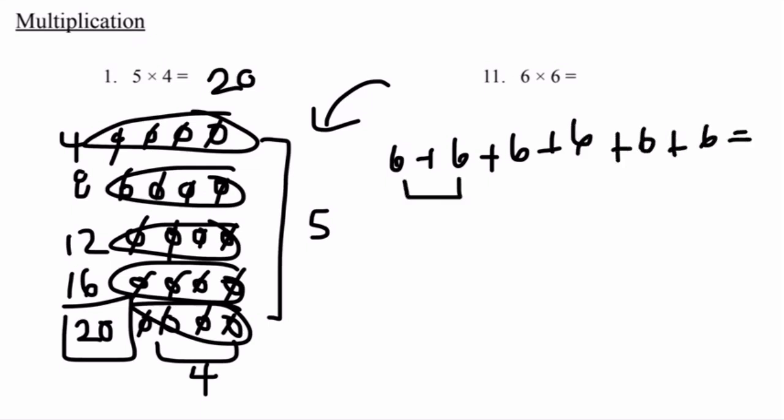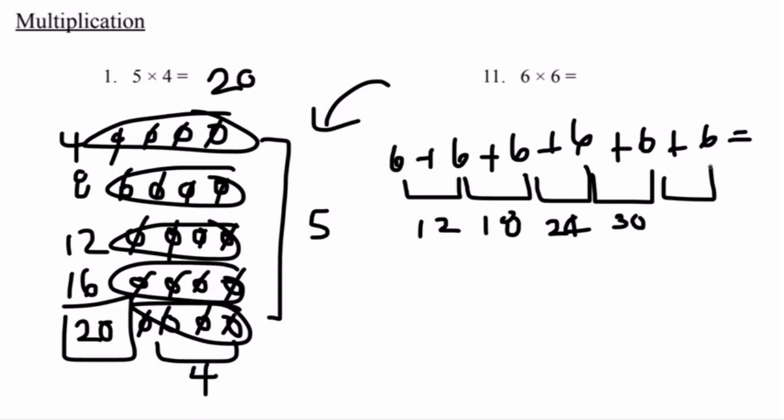We know that 6 plus 6 equals 12. 12 plus 6 equals 18. 18 plus 6 should equal 24. 24 plus 6 should equal 30. And 30 plus 6 should equal 36. Therefore, 6 times 6, or 6 added to itself 6 times, should equal 36.